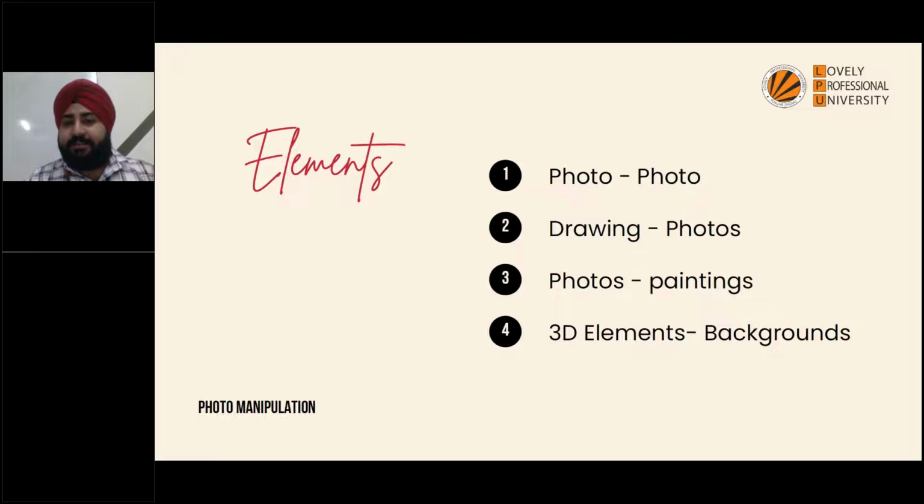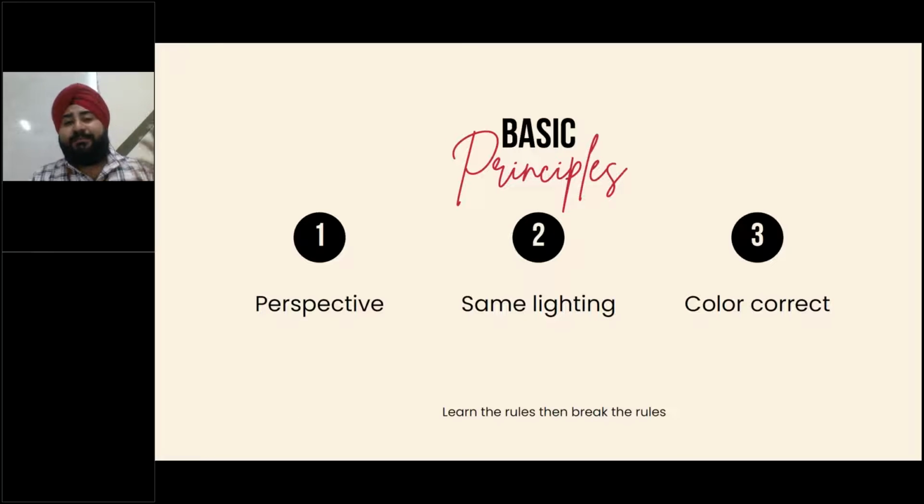Okay. So once again, I'm repeating: one is photo to photo, one is drawing and photos, one is photos and paintings, and one is 3D elements and backgrounds. So these are the elements we have in the photo manipulation. And these are the three basic principles you have to take care of while creating the photo manipulation. First is perspective. Perspective means the viewpoint should be right. Lighting should be the same.